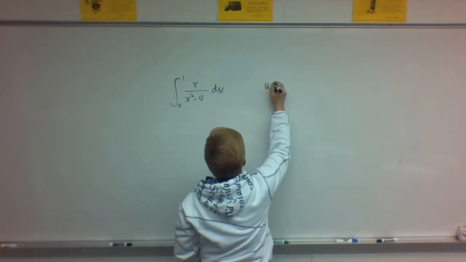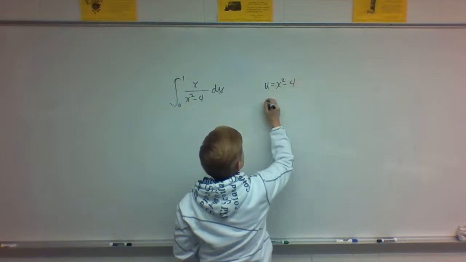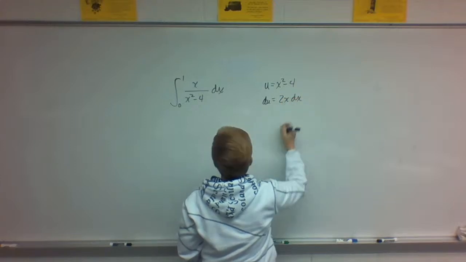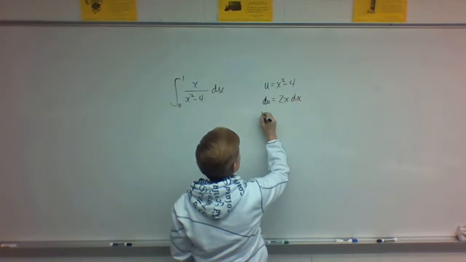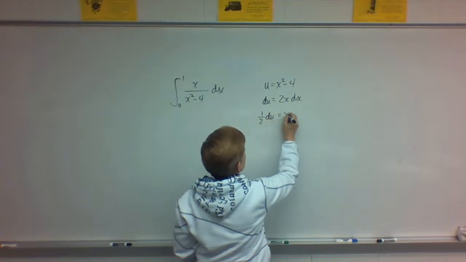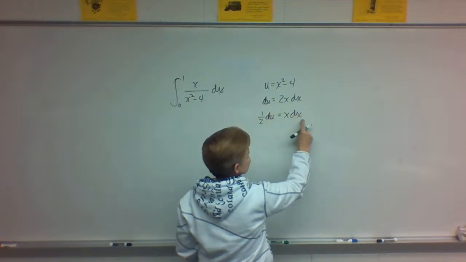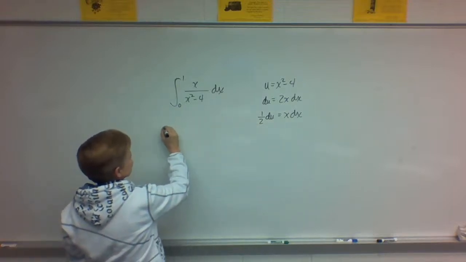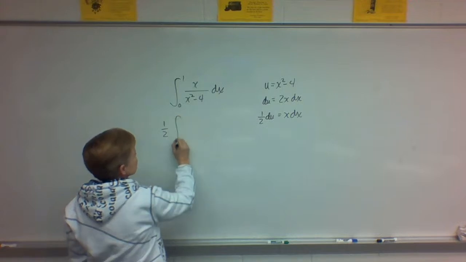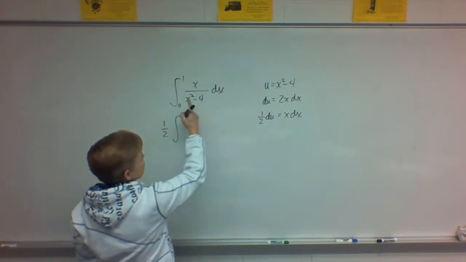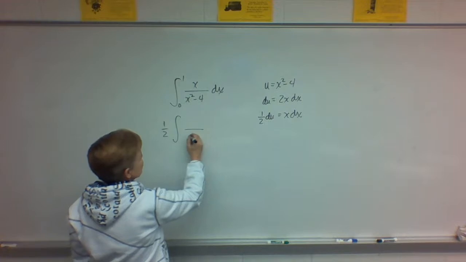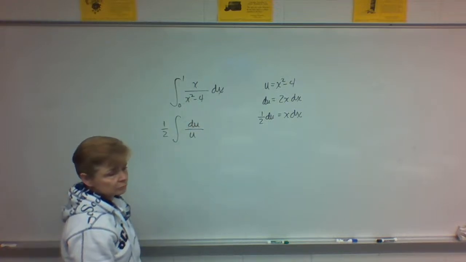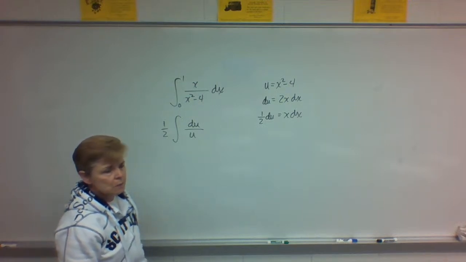We'll let u equal x squared minus 4, then du will be 2x dx. And I don't have a 2x dx. I have an x dx, so I want to do one more step. Take out 1/2 du. So now I can clearly see that x dx is going to get replaced with half of a du. So it looks like this now in the rewrite: 1/2 integral, with u down here and du up here. So that turns into the natural log.